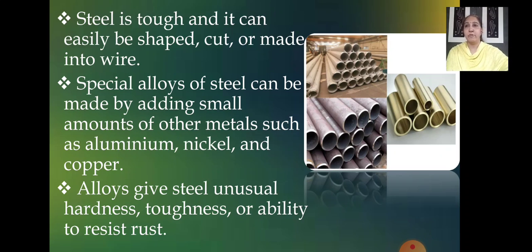Now let's understand about steel. Steel is tough and it can easily be shaped, cut or made into wire. Special alloys of steel can be made by adding small amounts of other metals. Which other metals? Aluminium, nickel and copper. Even the alloys give steel unusual hardness, toughness or the ability to resist rust.